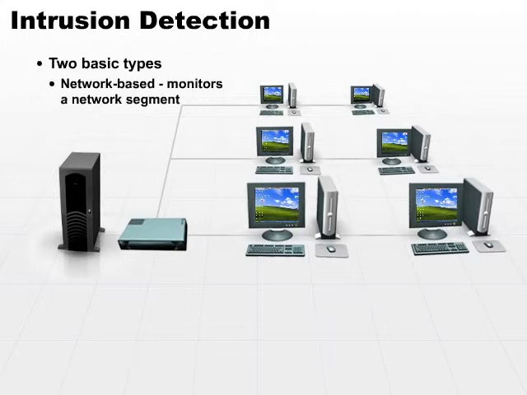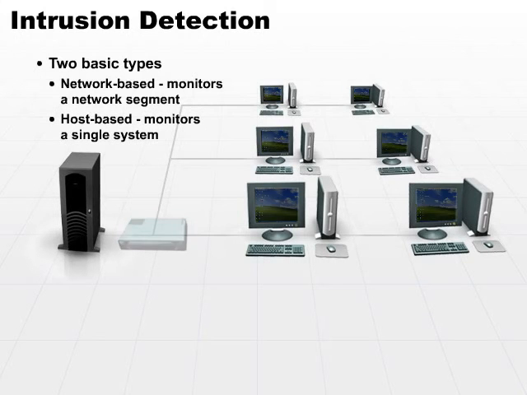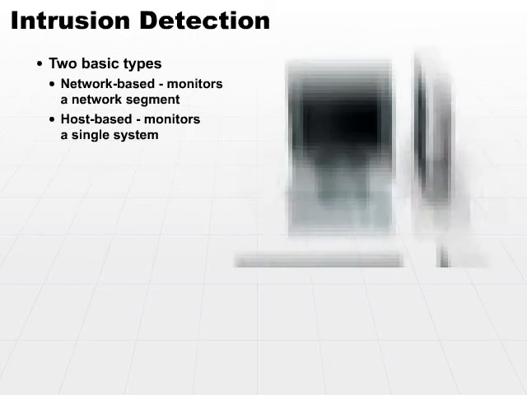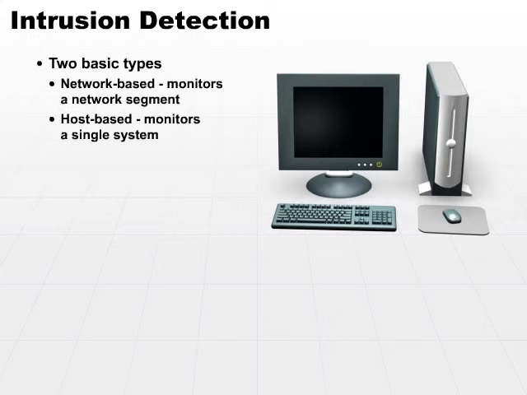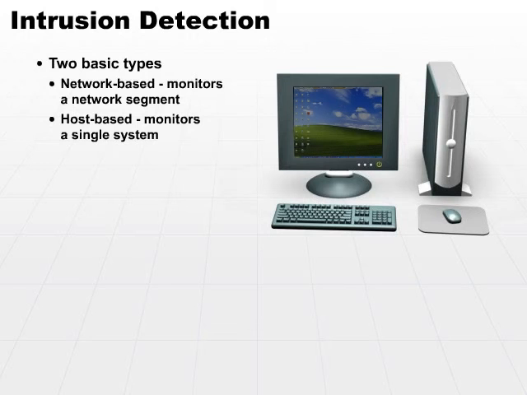The other type of IDS is a host-based IDS. This monitors a single system. In fact, in most cases, the IDS software runs on the host that you're securing. It looks at logs and at activity occurring on the system and tries to find anomalies. And it will use different criteria to find anomalies.